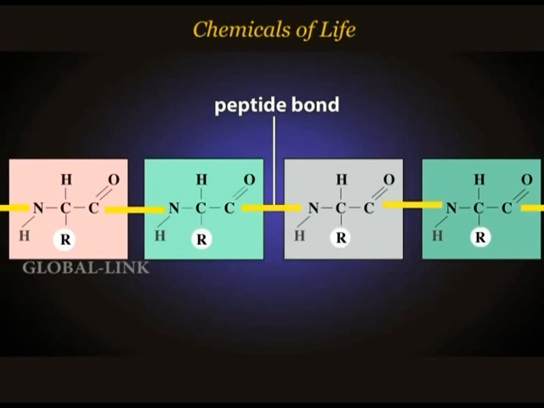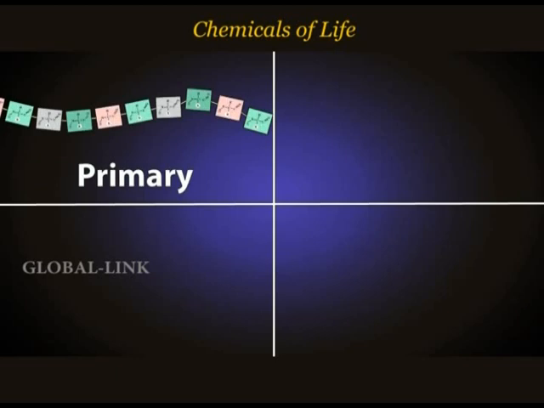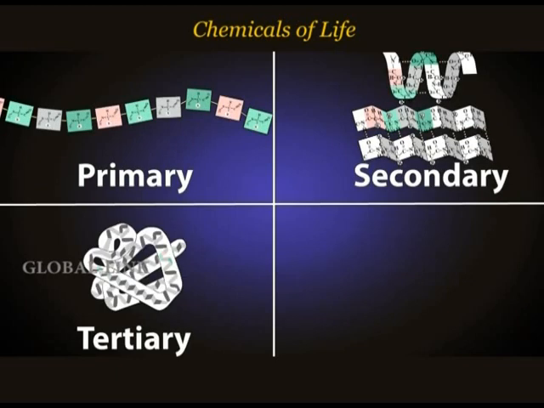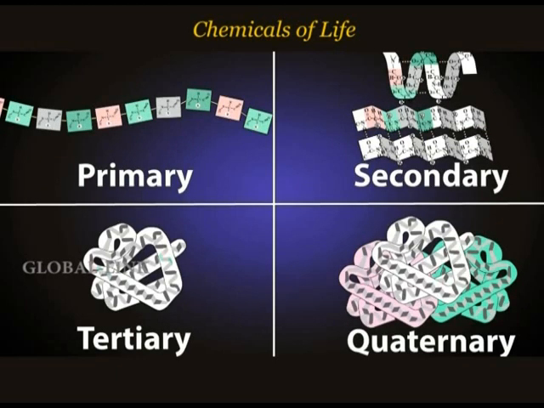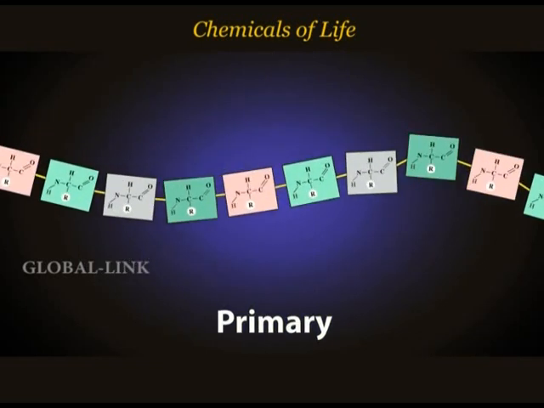As these chains form, the polypeptide develops multiple layers of structure which contribute to its overall shape. These levels are called the primary, secondary, tertiary, and quaternary structures. The primary structure is the order of amino acids in the polypeptide chain.